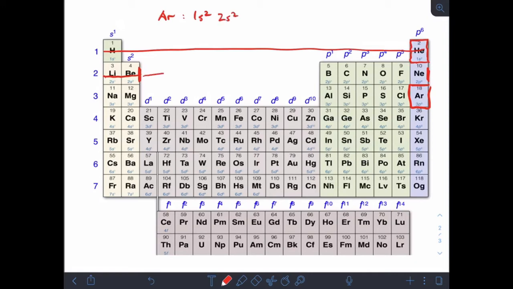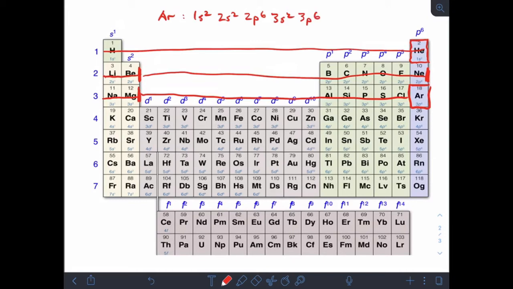Okay, and I continue to read across left to right. When I get to the end of the line, 2p6, and I list it. Now I'm in row 3, and I go 3s1, and I get to the end of the line at 3s2. And I keep reading until I get to argon. And argon is in column 6 of the P block, 3p6.